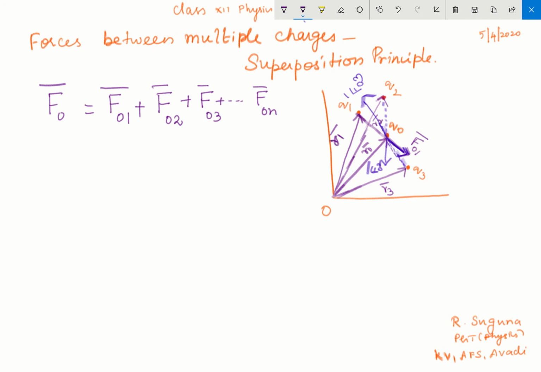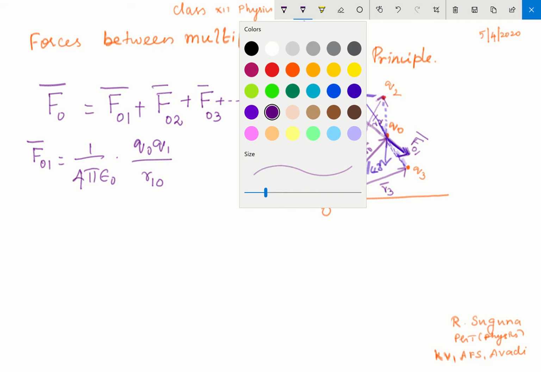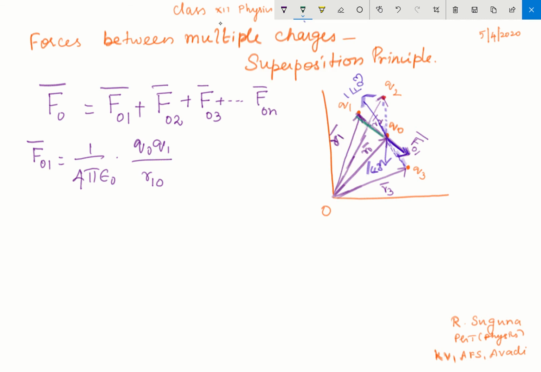Therefore, our job now is to find out what is F01. That is equal to, you have the idea, 1 by 4 pi epsilon naught, Q0 Q1 divided by R10 the whole squared, in which direction? It is R10 unit vector, correct? Because it is repelled from Q1. R10 means, actually it is this one. Let me once again use some other color. You see, this is R10, correct? This is R10. Okay, now the vector, of course.